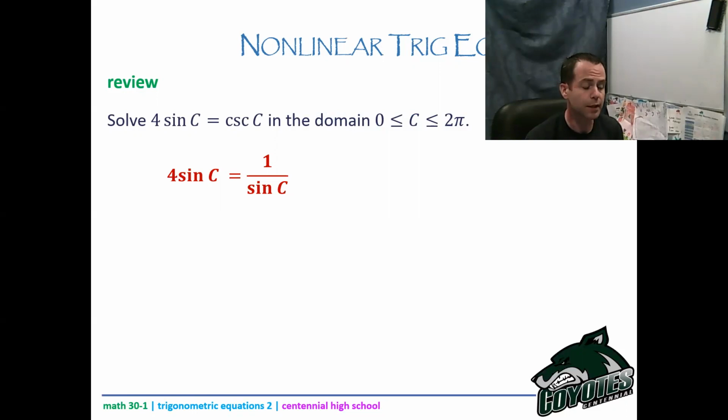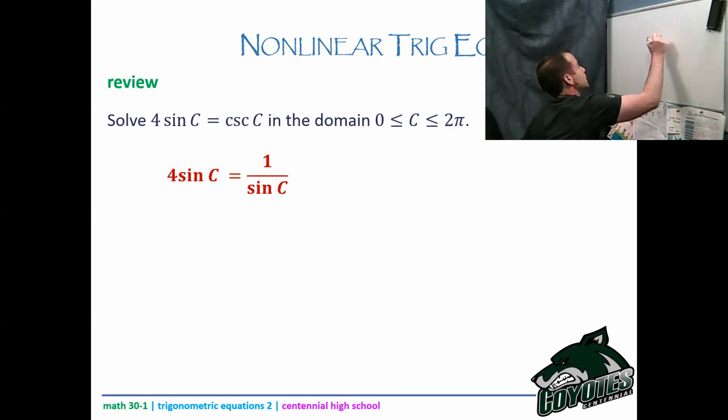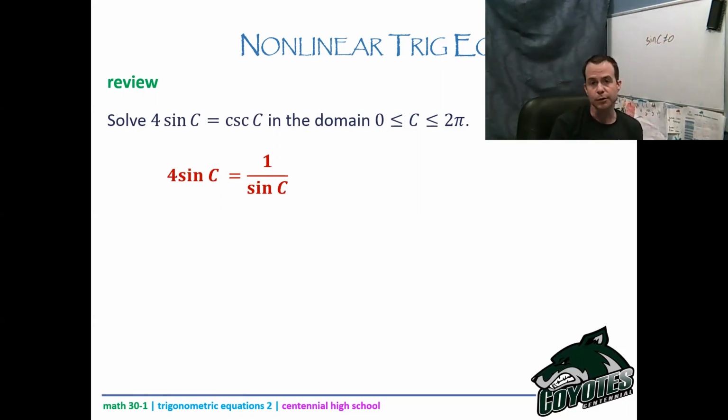One thing that we do want to think about here is restrictions. Now that we have a sine on the bottom, sine of c can't be 0. So one of the very first things you want to write there is sine of c can't equal 0. Well, now you're saying, where does sine of c equal 0? So we go back to our unit circle. Sine is your y value. Where does the y value equal 0?